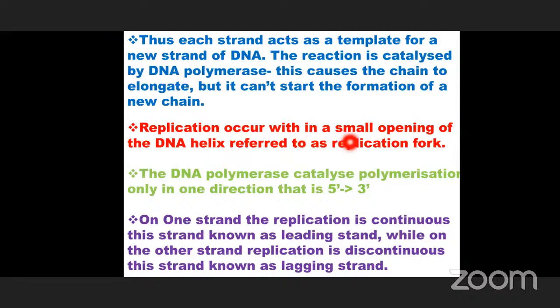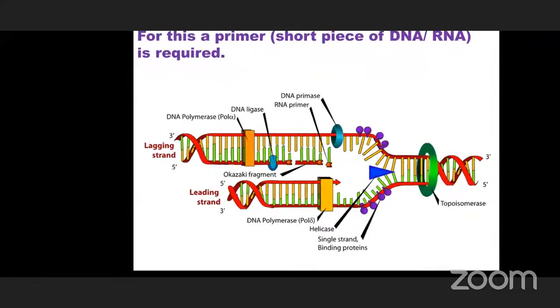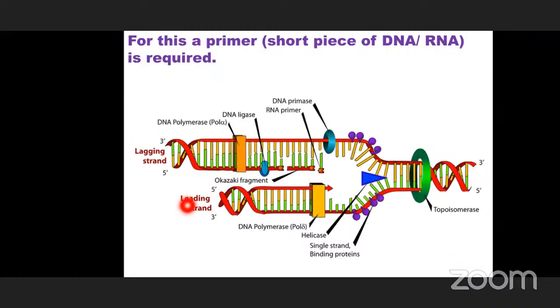Replication occurs within a small opening of the DNA helix referred to as the replication fork. The DNA polymerase catalyzes the polymerization only in one direction, that is the 5' to 3' direction. On one strand, the replication is continuous. This strand is known as the leading strand.